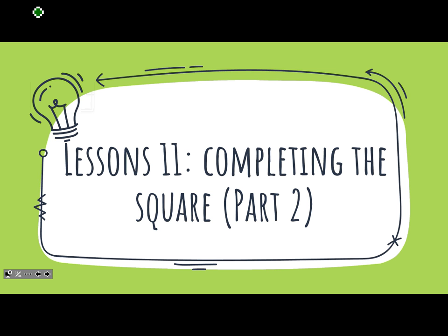Hello everyone, this is lesson 11 from our quadratics unit, the second part of completing the square. In our previous video, we looked at the introduction of the completing the square method and how it can be used to find the x-intercepts of any quadratic. We started with ones in which they were factorable.